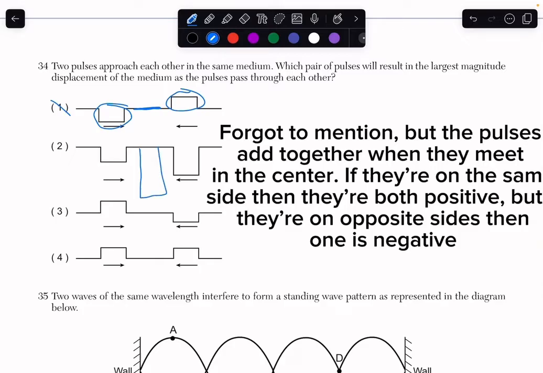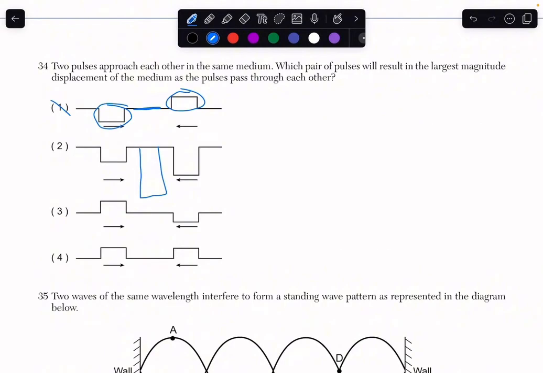The same thing with 3. It's not the same. You can tell this one is a little bit bigger than this one, but they're going in opposite directions, so when they meet up it's going to end up tiny. No. And then 4, they're going in the same direction and they're both moderate heights, so it's going to be something like this. But 2 is obviously the biggest one, because look at this. This is way bigger than these two.